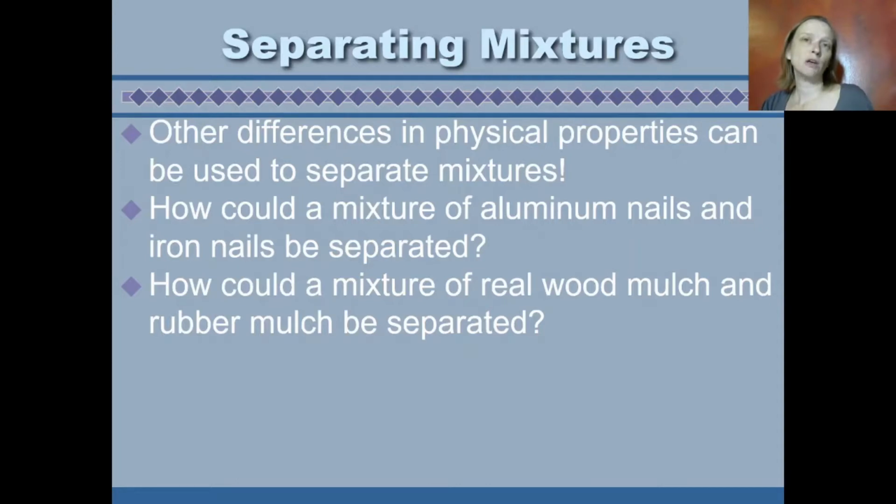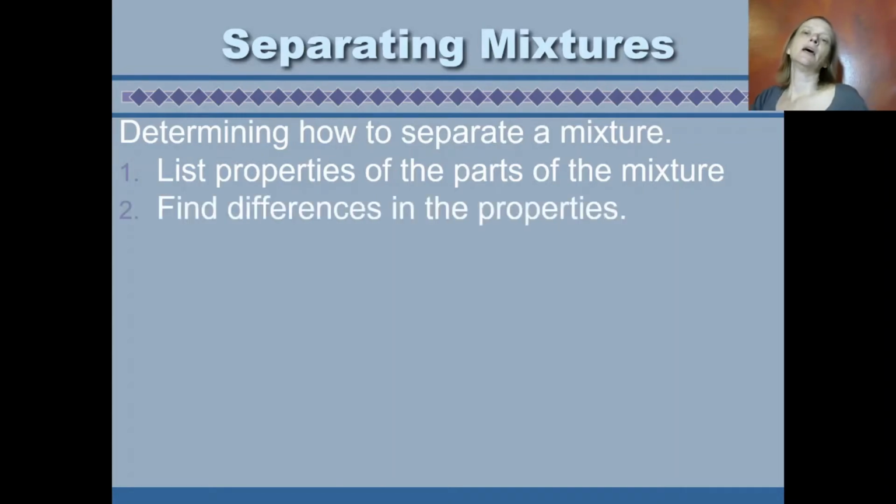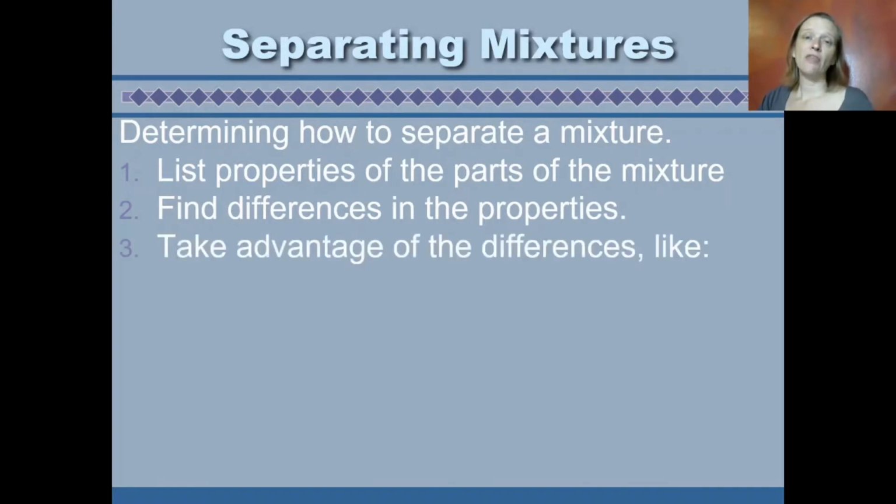When you're approaching a separating mixtures problem, there's some strategies you can use to kind of think about how to approach these problems. What I do first is I just list the properties of the different components of the mixture. Each different part of the mixture, I list as many properties as I can. I find differences in the properties, and then I try to take advantage of those differences.